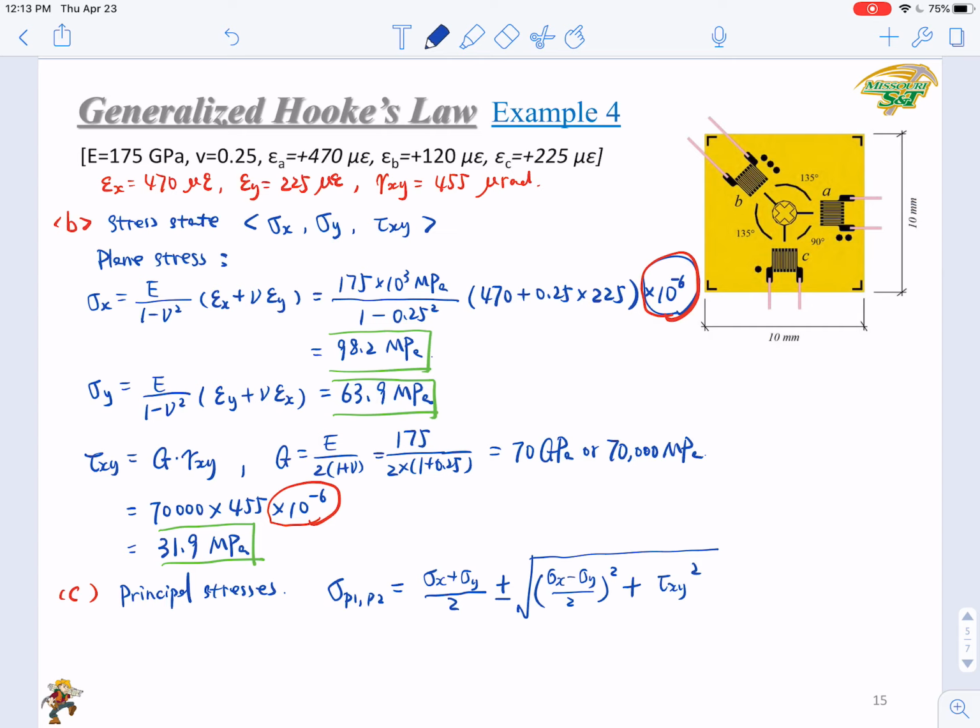Substitute the numbers in, and you will be able to find the center and the radius. Here I would directly give you the result. The first principal stress would be 117 MPa, and the second, P2, on the left-hand side of the Mohr circle, will be 44.3 MPa.